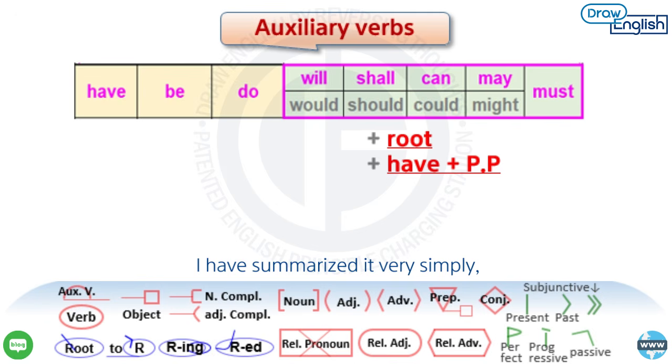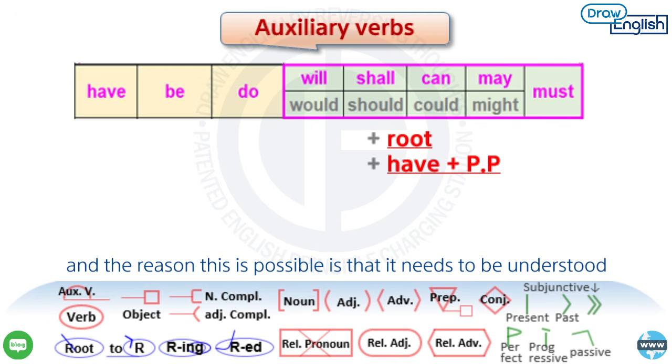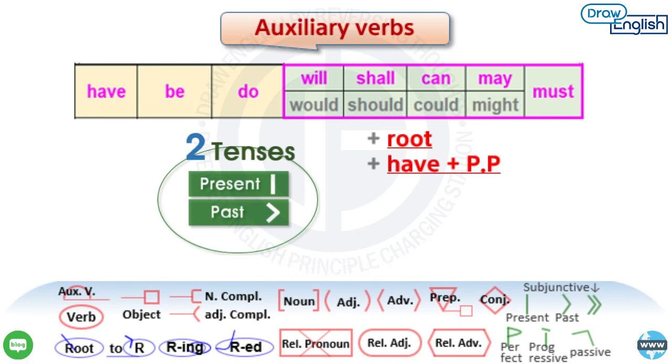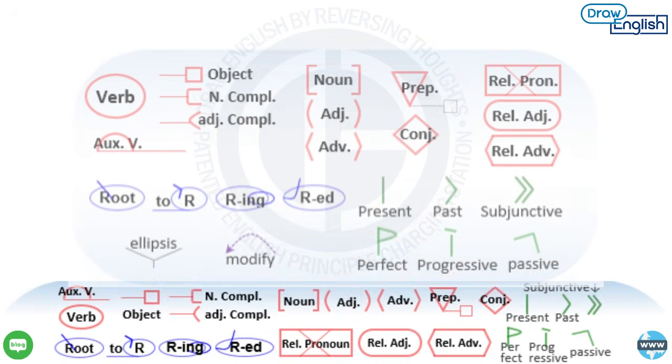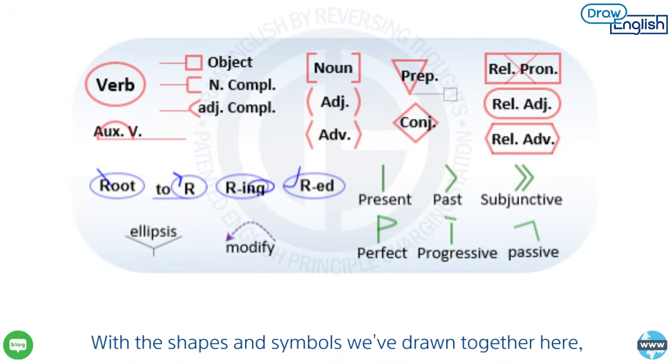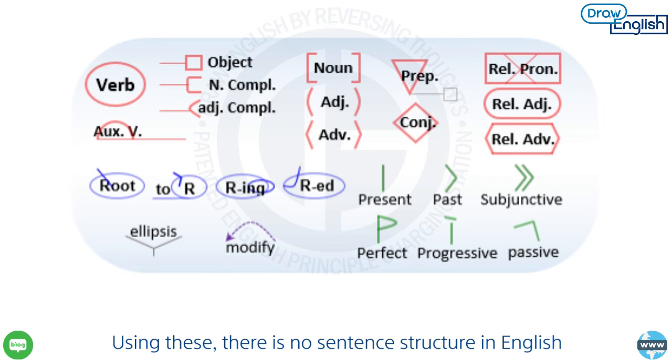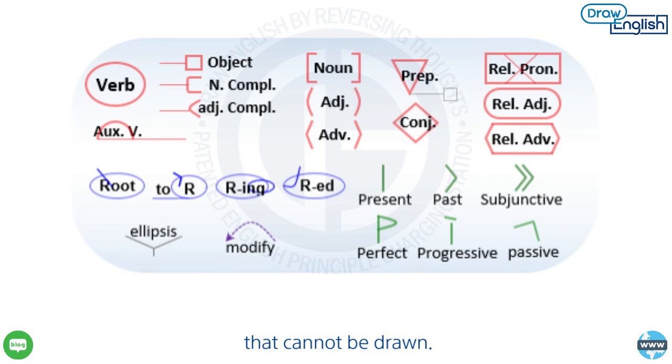I have summarized it very simply, and the reason this is possible is that it needs to be understood based on the two tenses theory. I have so much more to say, but since this is getting too long, please watch the main lectures. Let's wrap it up. With the shapes and symbols we've drawn together here, there are about 23 of them, right? Using these, there is no sentence structure in English that cannot be drawn.